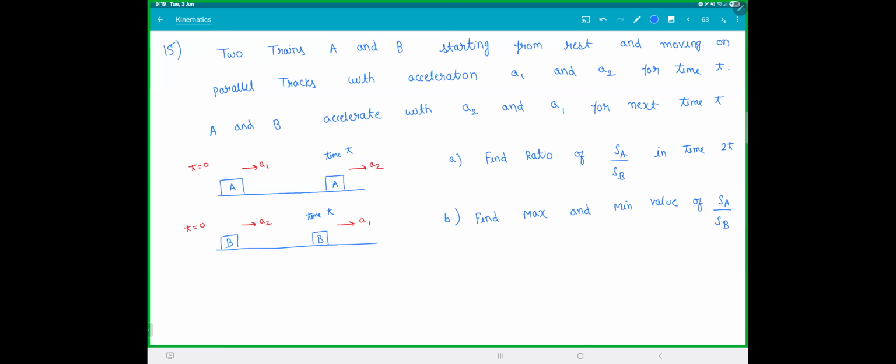Advay, question is clear. Aditi, question is clear, right? Srihari, Pratyasha. Let's see the first part, everyone.